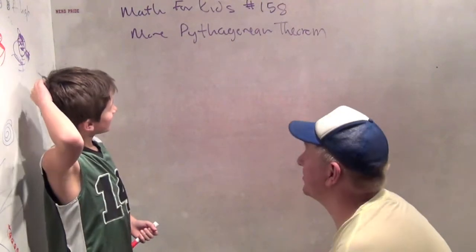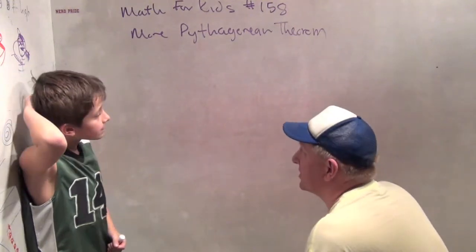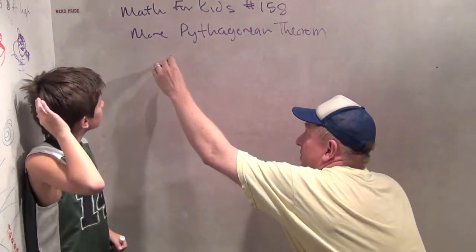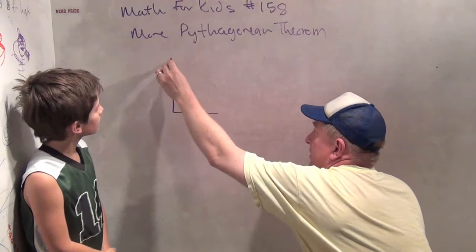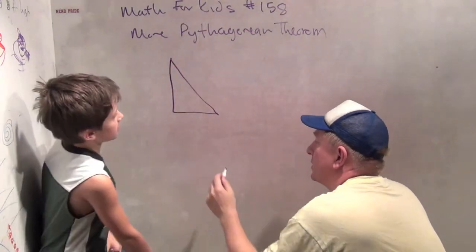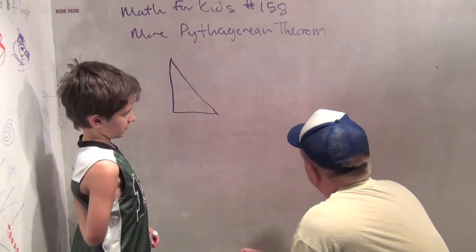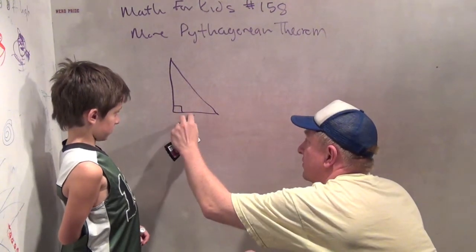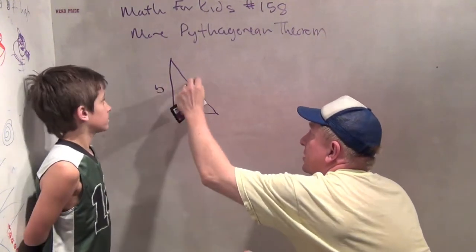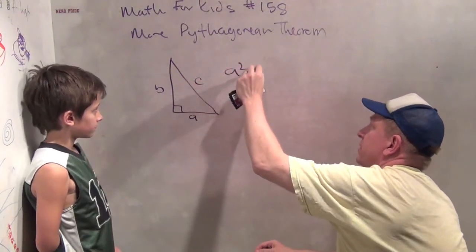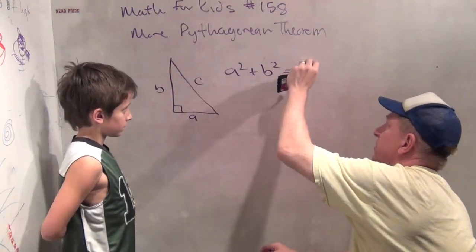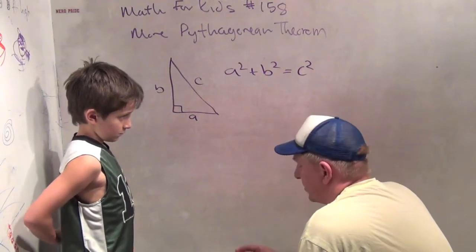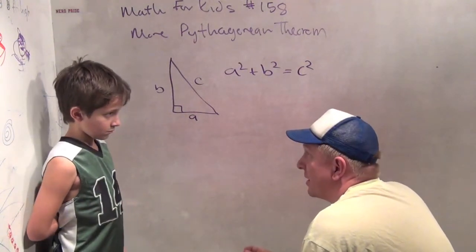Okay, yesterday we talked about the Pythagorean theorem in Math for Kids number 157, right? And what did the Pythagorean theorem say? A squared plus b squared is c squared for sides of a triangle. No, not for sides of a triangle. A right triangle. For sides of a right triangle. If the sides of a right triangle are a, b, and c, then a squared plus b squared equals c squared. And this is probably one of the most famous theorems in all of mathematics.